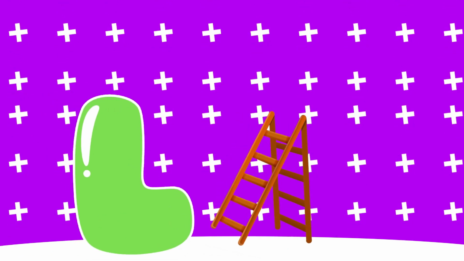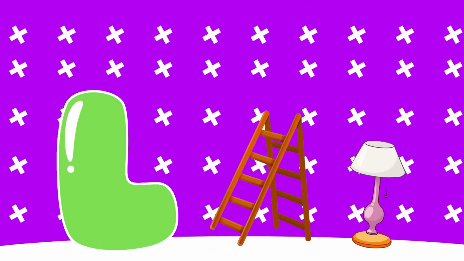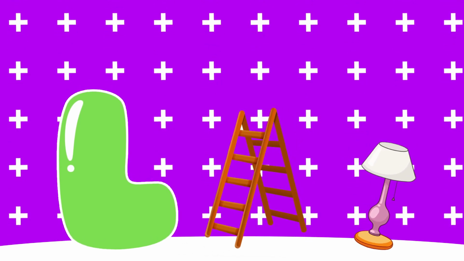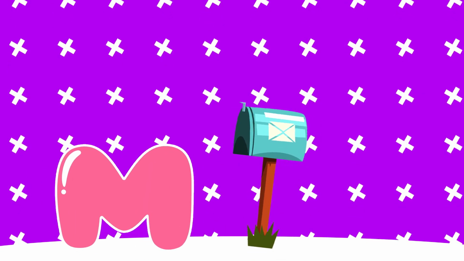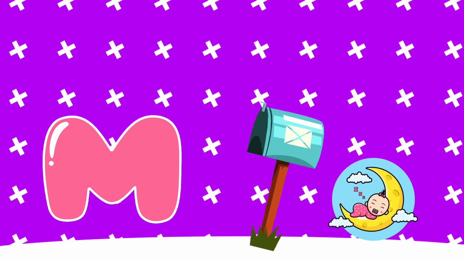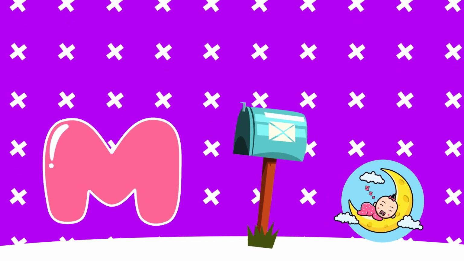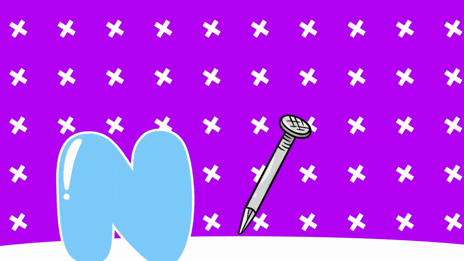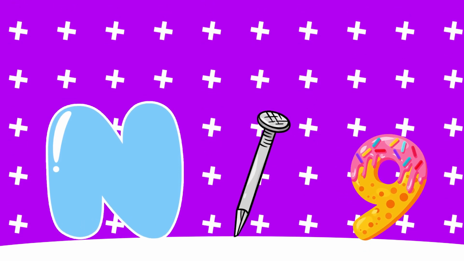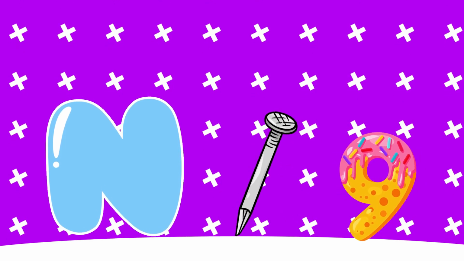L is for ladder. L is for lamp. M is for mailbox. M is for moon. N is for nail. N is for nine.